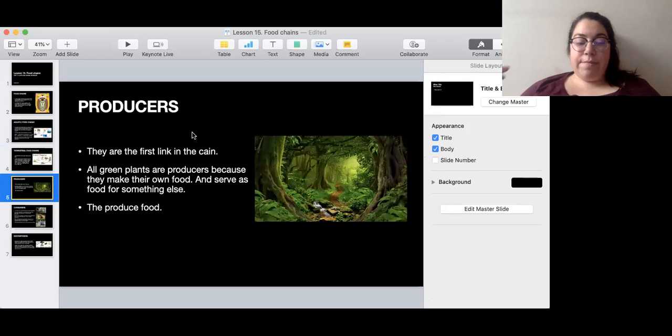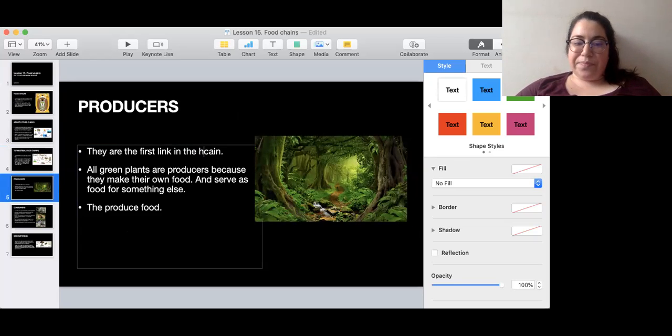Okay, so when we're talking about food chains, three words are always going to come up: producers, consumers, and decomposers. Okay, we're going to talk about the producers a little bit. They are the first link in the chain, okay? All green plants are producers, so they make their own food. They are green because they have chlorophyll, they make their own food, and they serve as food for something else. They are called producers because they produce food for other living things. Remember that I told you that everything starts with producers.